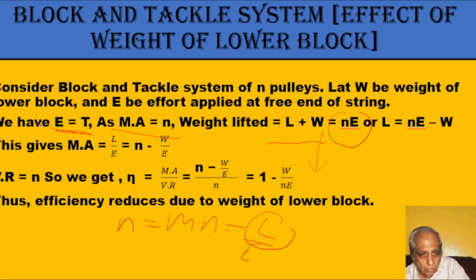Now, mechanical advantage is L upon E. So what I will do is divide both sides, left side and right side, by E. Then L upon E would give me mechanical advantage. Therefore, mechanical advantage is NE upon E, which gives N, minus W upon E. So this is my mechanical advantage. Velocity ratio will remain as N. Therefore, efficiency is MA upon VR. You simplify, you will get this. Therefore, my mechanical efficiency gets reduced by W upon NE.